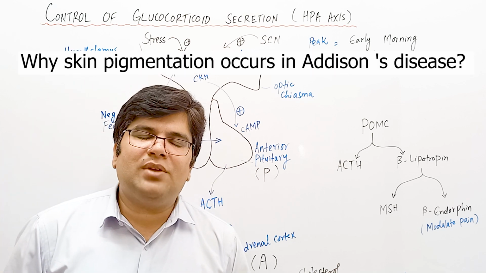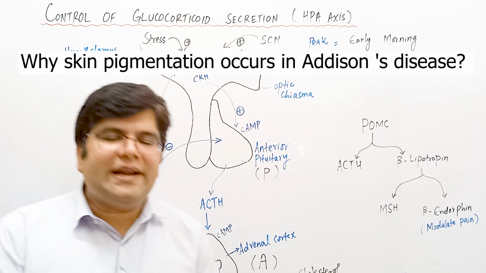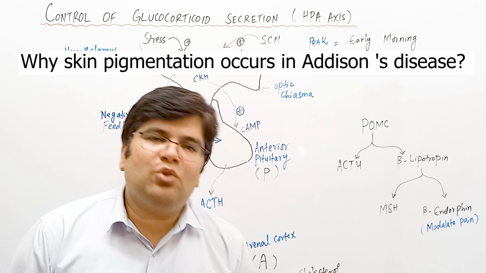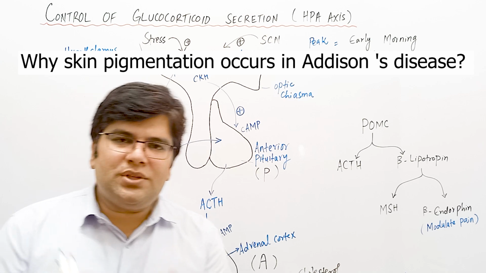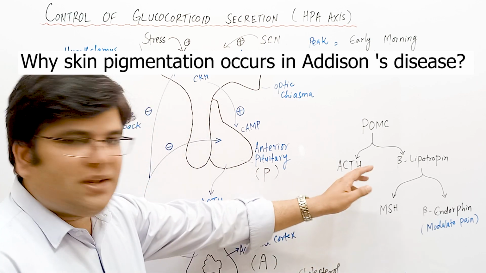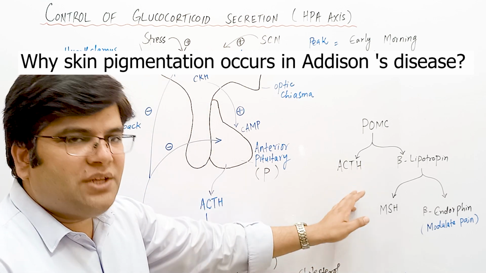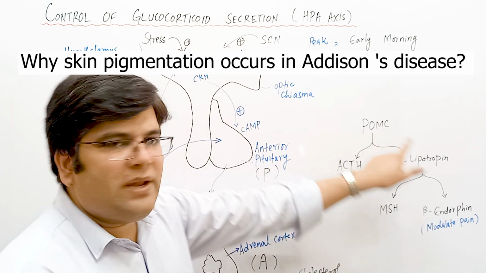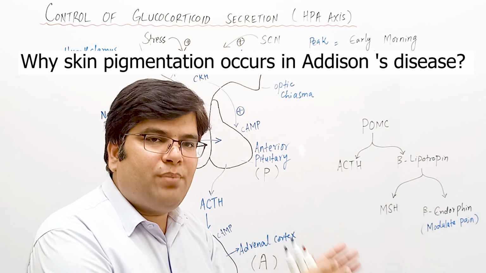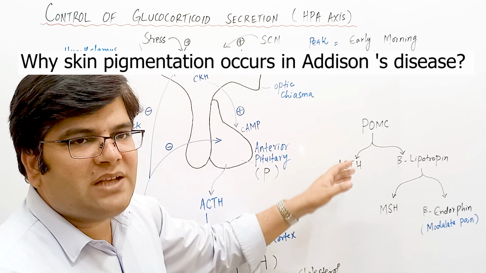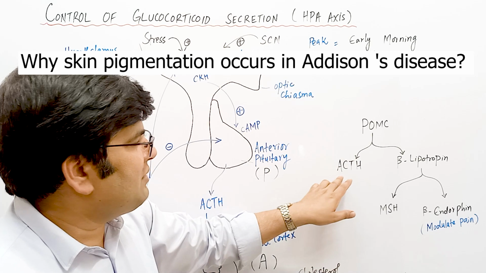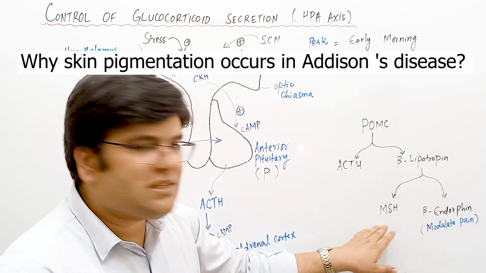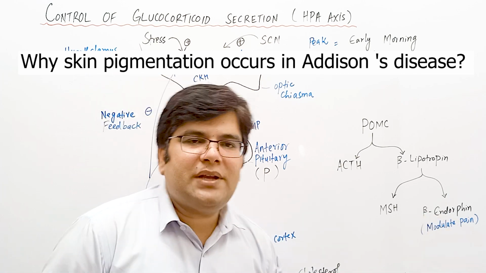Sometimes you may be asked in examination why these persons having Addison disease have pigmentation of their skin and mucous membranes. The answer to these questions can be found by looking at the synthesis of ACTH hormone. The common precursor protein, which is pro-opiomelanocortin, is a pre-pro hormone. So when this splits, it makes different types of peptide hormones. One of them is ACTH, another one is beta-lipotropin, which then splits and makes melanocyte-stimulating hormone and beta-endorphin.